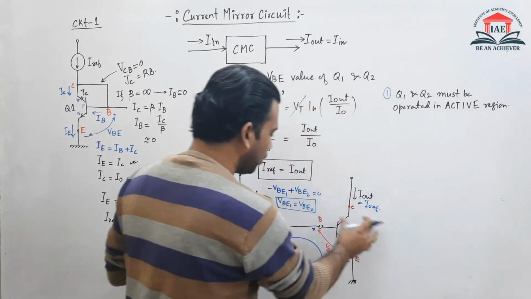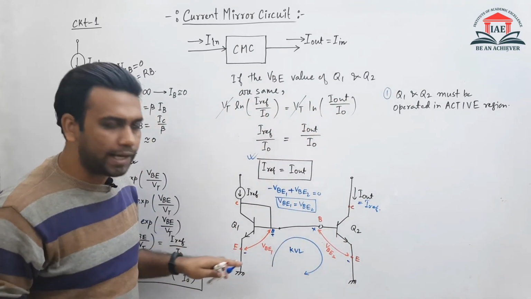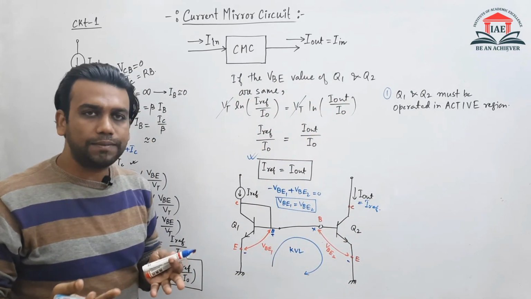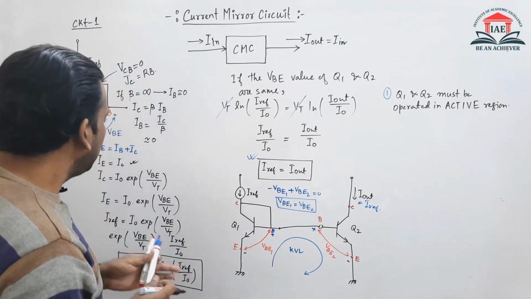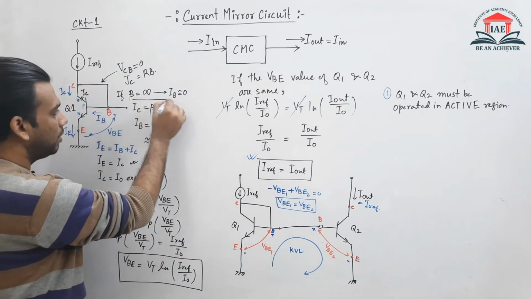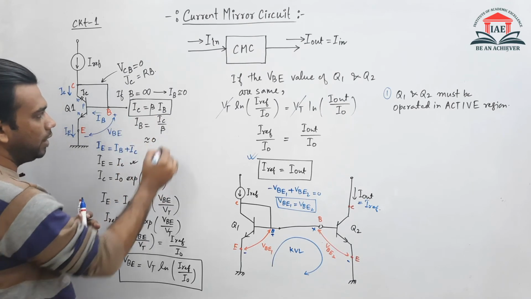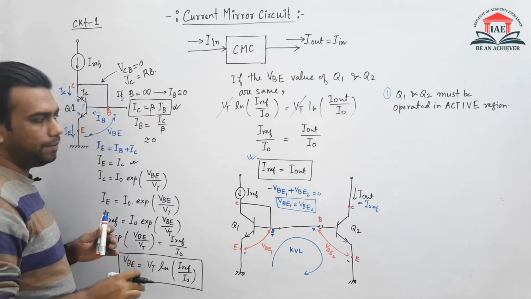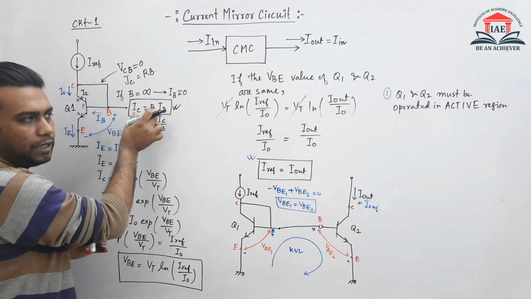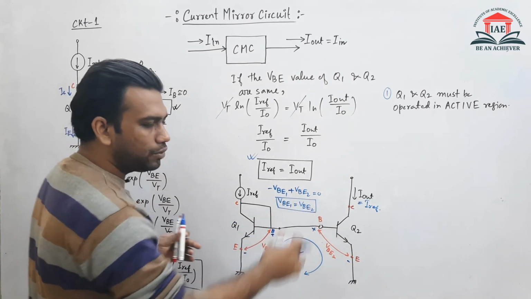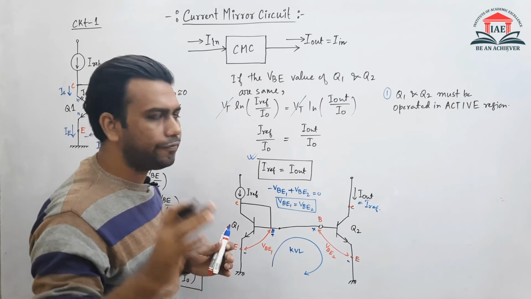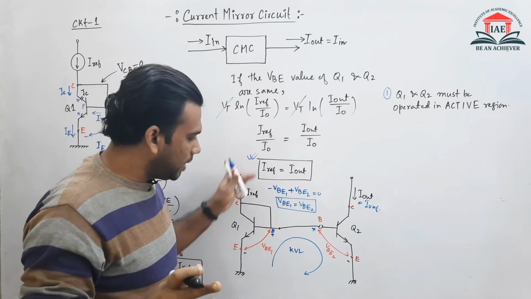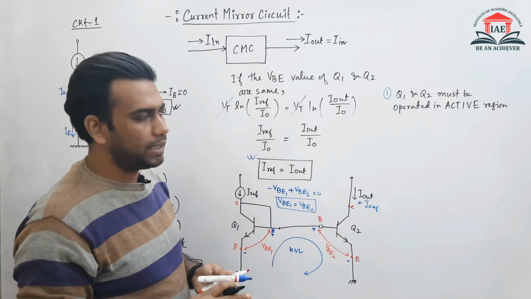एक्टिव रीजन में दोनों को होना चाहिए, तभी ये वाला सर्किट आपका करंट मिरर सर्किट होगा। अगर एक्टिव रीजन में नहीं होगा, then we cannot use this formula. ये सिर्फ एक्टिव रीजन में ही काम आता है, IC equals to beta IB. So if I am using this formula, then that means this Q1 and Q2 must be in the active region. This is the first requirement that this circuit to be the current mirror circuit.